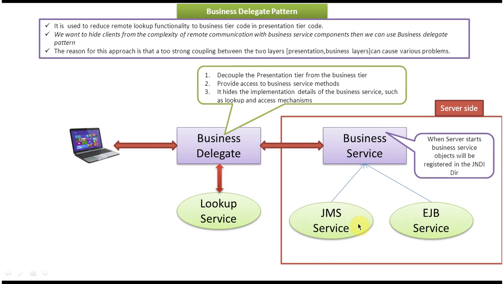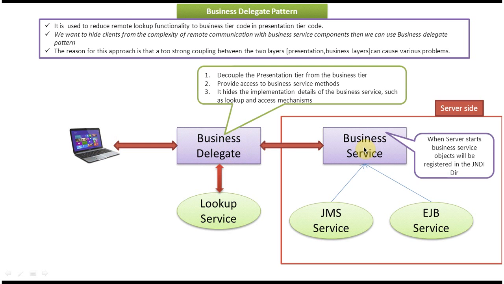Here on the left side you can see the client. The client can be a JSP, servlet, etc. In between the client and the business service, there is another intermediate layer called the business delegate. Basically, the business delegate is used to decouple the presentation layer from the business service layer.